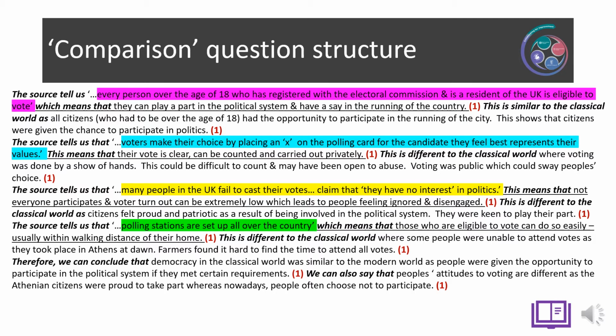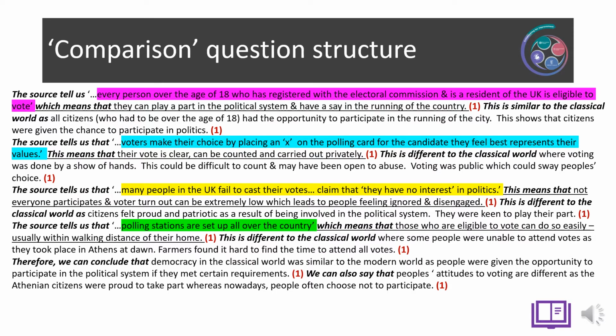The source tells us that, quote, voters make their choice by placing an X on the polling card for the candidate they feel best represents their values. This means that their vote is clear, can be counted and carried out privately. 1 mark. This is different to the classical world, where voting was done by a show of hands. This could be difficult to count and may have been open to abuse. Voting was public, which could sway people's choice.